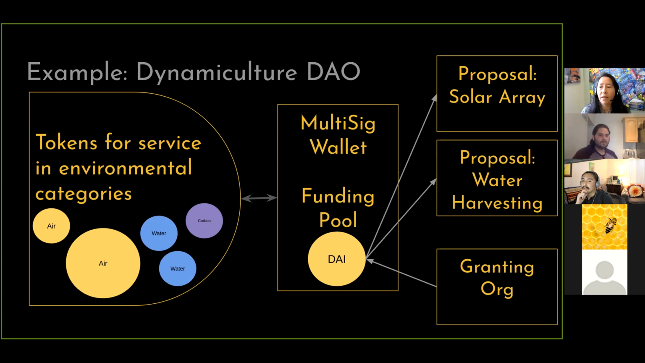And so then when a proposal comes through for a solar array, you could vote based on your different tokens. A solar array obviously would be good for carbon credits, and so you could vote more for that. A proposal for water harvesting would probably have higher water votes. So it's a way of dynamically balancing these different environmental categories on different proposals.